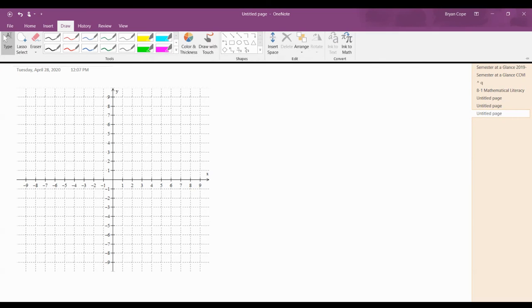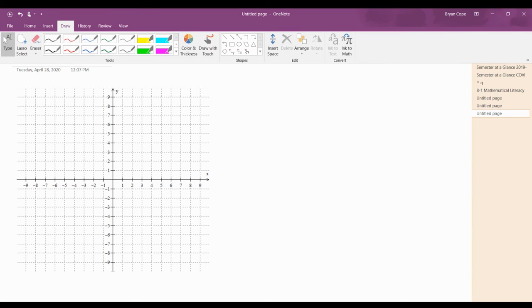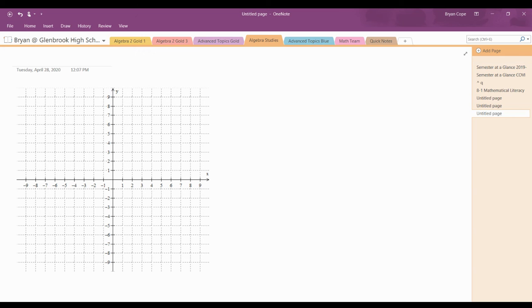Hi everyone, I'd like to take a look at how to graph parabolas that are in vertex form, and hopefully this will be pretty quick today. So the first parabola we're going to look at is y equals (x minus 2) squared minus 5. And we're just going to look at how we would produce a graph of this.